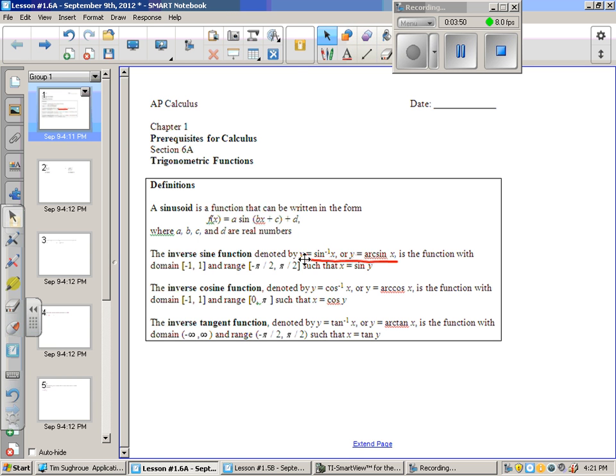So again, the angle is going to fall in either the first or the fourth quadrants when we do arc tangent. So I always remember it this way: arc sine, arc tangent. You must give an answer either in the first or the fourth quadrant. Arc cosine, you must give an answer in the first or the second quadrant.